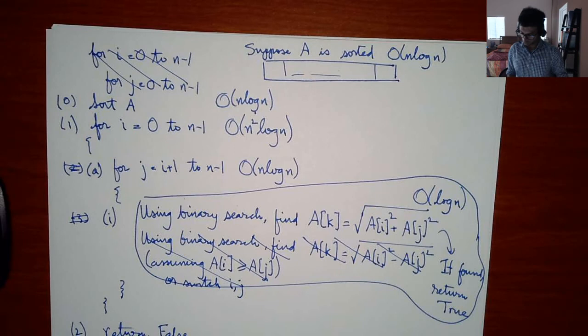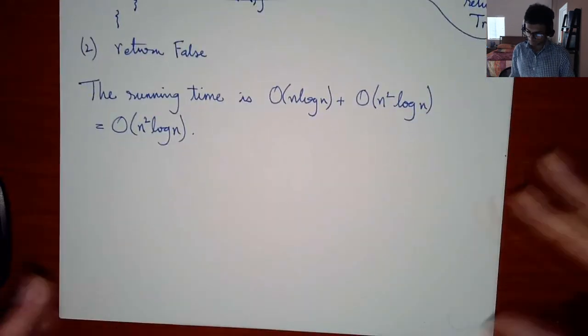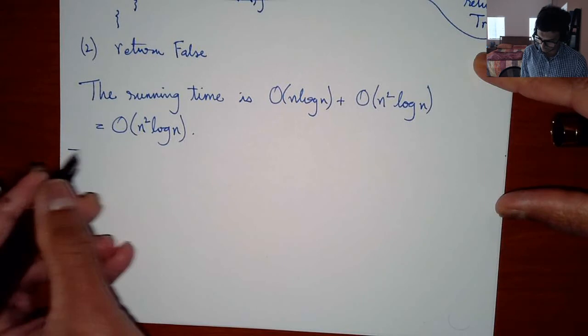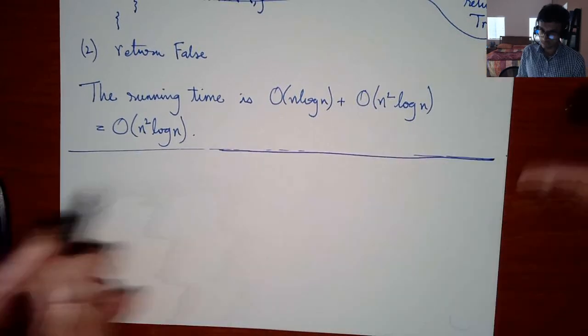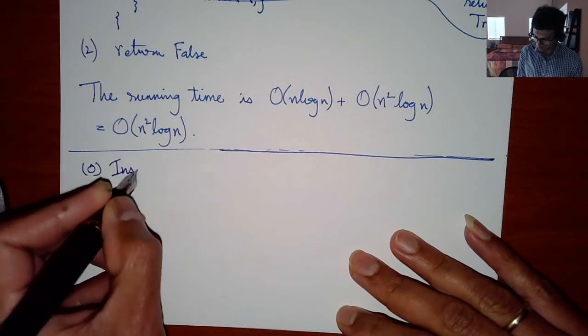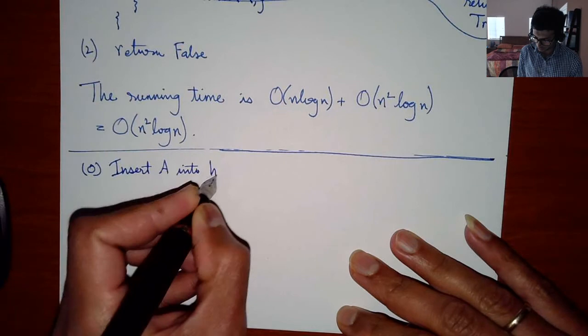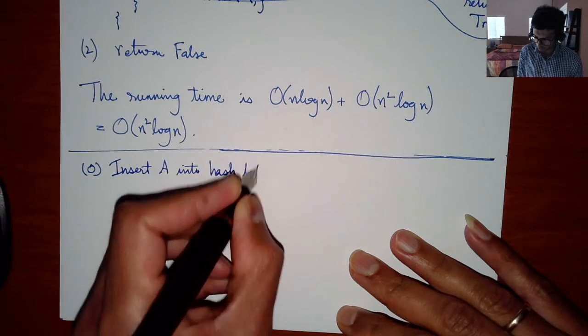So now what you do is, step 0 would be insert A into a hash table.